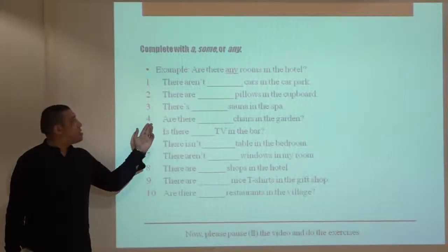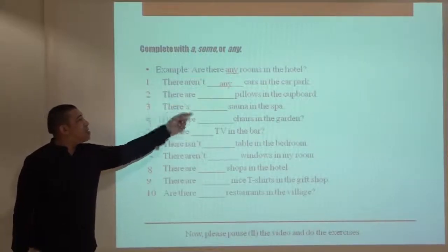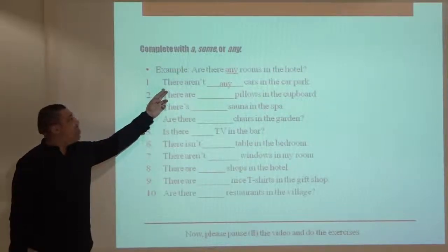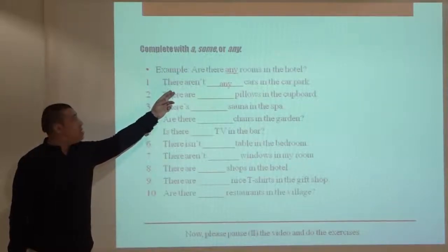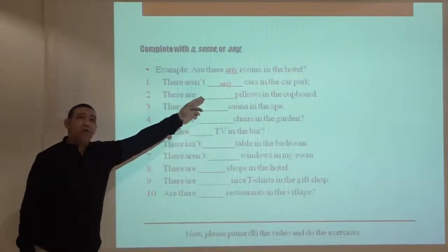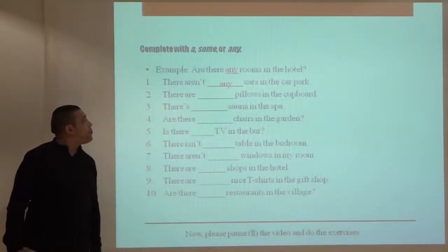Let's check your answers now. Question number 1. There aren't any cars in the car park. So that's a negative and plural sentence. So we say there aren't any. We use any here because the sentence is negative.